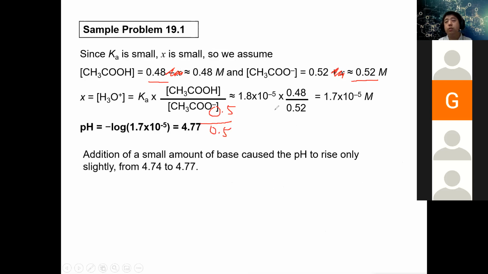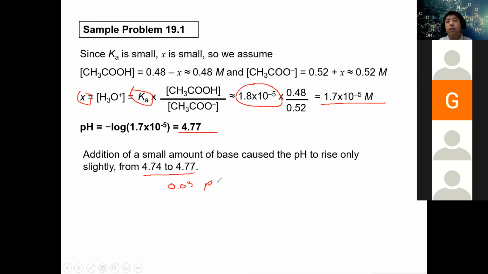So when we set this up, that 0.48 over 0.52 actually requires you to do some calculations. We can't just cross this out into 1. It doesn't work that way. So when you multiply this across, it is no longer x equal to Ka. It changes slightly. So the number comes out to about 1.7 times 10 to the negative 5, which comes out to about 4.77. And that is actually a 0.03 pH difference.